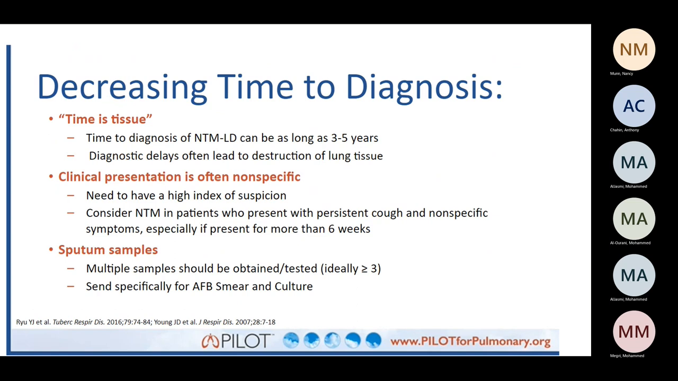Okay. Decreasing the time to diagnosis. Like I said, the patient goes on with non-specific symptoms, delaying their diagnosis. If you're not getting sputum cultures, you can miss it. So you really have to have a very high index of suspicion, make sure to submit multiple samples, and ask for culture specifically, because if you ask for an AFB smear, they will tell you it's negative, and then the rest is forgotten.